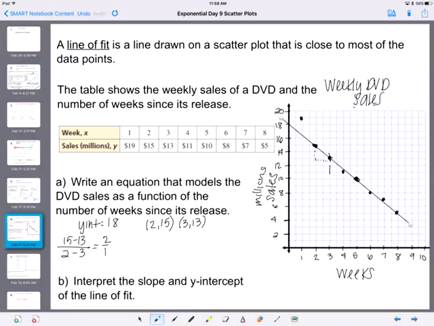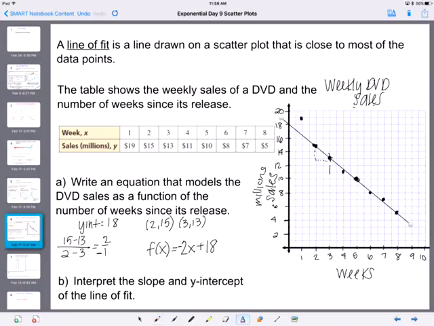So our equation would be f of x equals 2x plus 18. So for every week, we decrease.